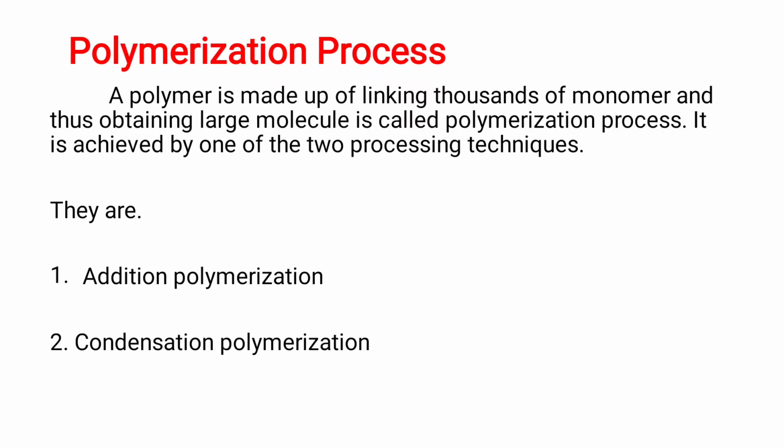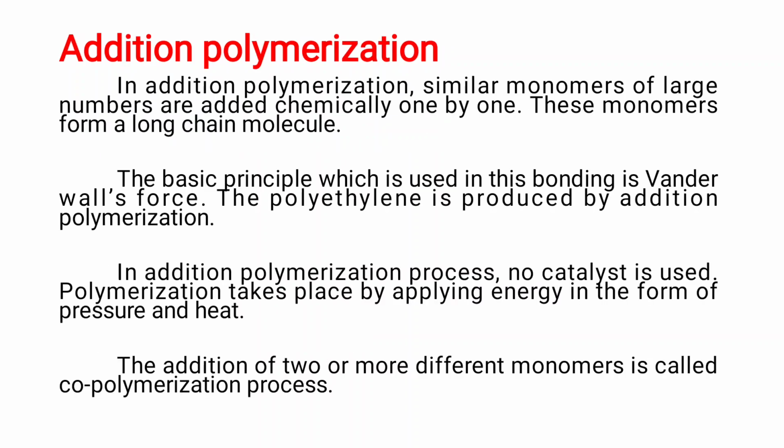Polymerization is made up of linking thousands of monomers, and the large molecules thus obtained are formed by the polymerization process. It is achieved by one of two processing techniques: addition polymerization and condensation polymerization. In addition polymerization, a large number of similar monomers are added chemically one by one. These monomers form a long chain molecule.